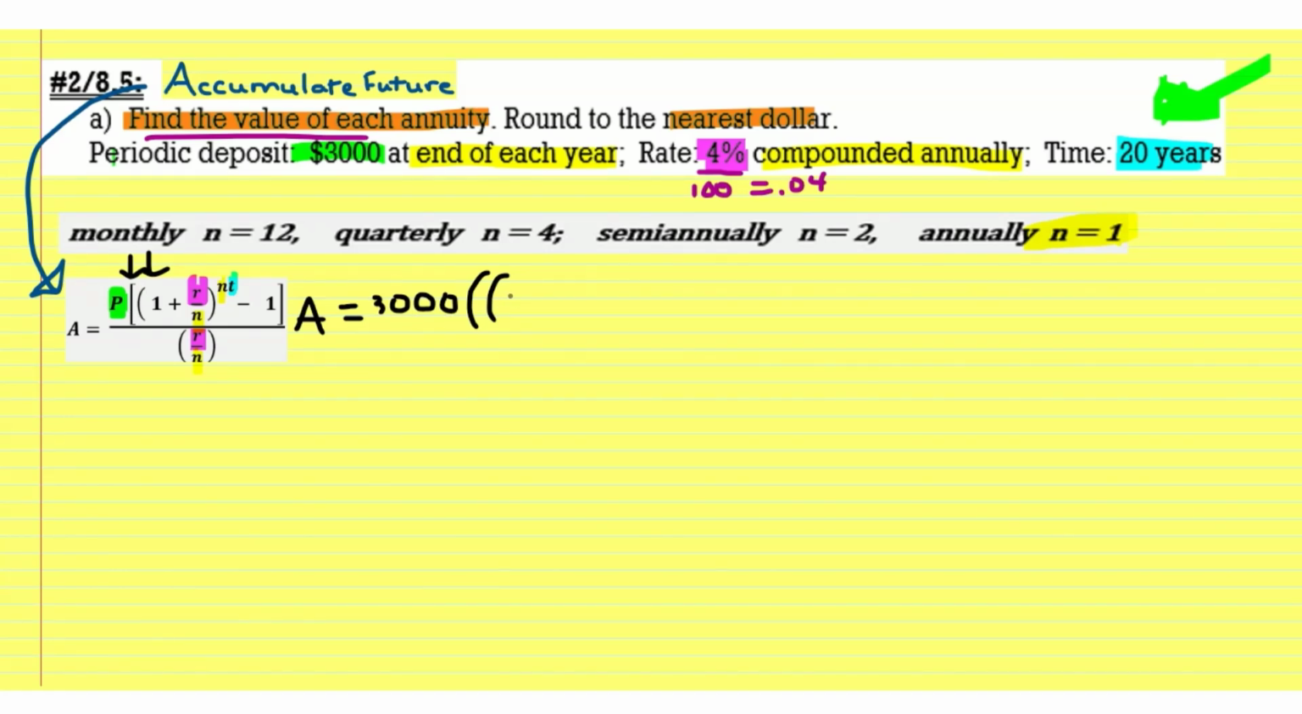Okay, so parentheses, and then 1 plus my rate of 0.04 divided by my compounding period. We determined that the compounding period was 1 time a year. So 1. I'm going to close my parentheses, and then I'm going to raise it to the compounding period times the time. Compounding period of 1 times the time of 20 years. So that's 20. But don't forget to do minus 1 over here.